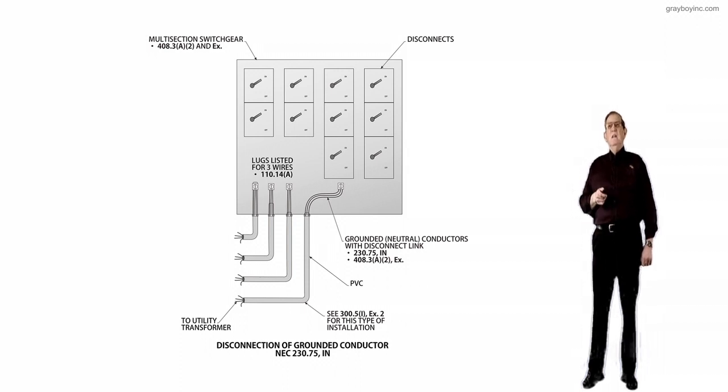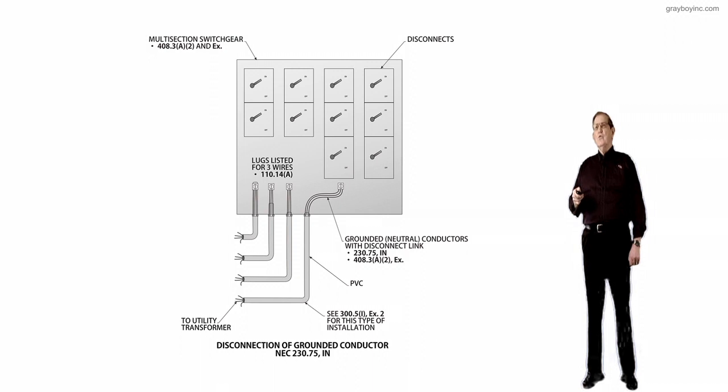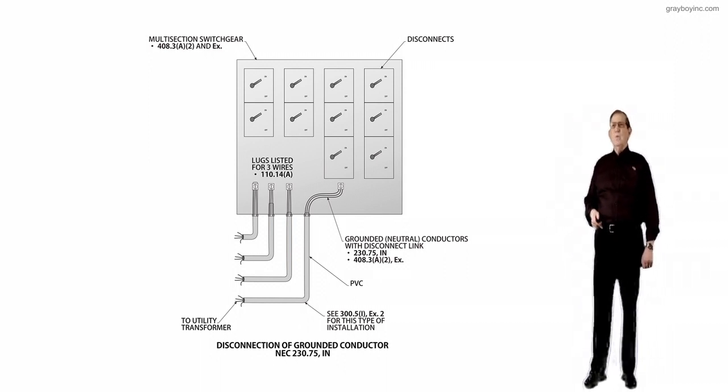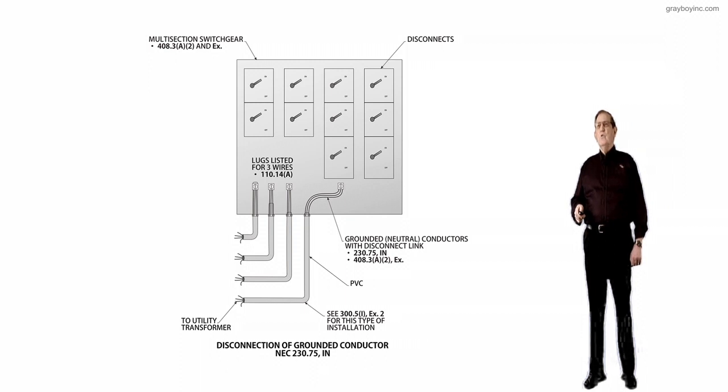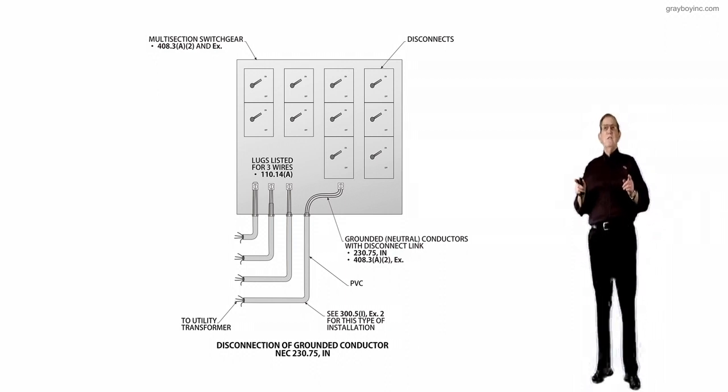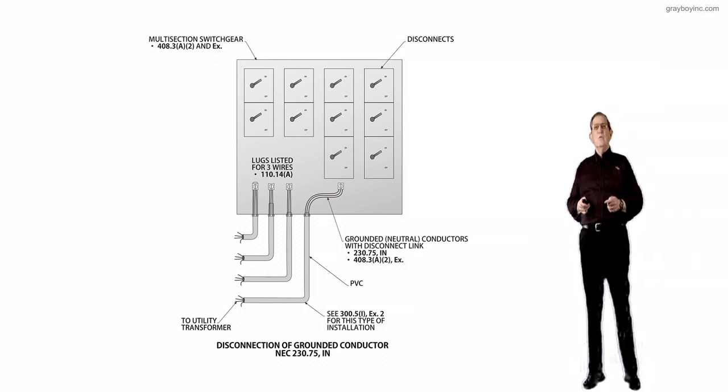Now, the grounded neutral conductors in the callout below here, where you have this link that disconnects the neutrals, notice the grounded neutral conductors with disconnect link in accordance with 230.75 informational note. And also you need to review 408.3(A)(2) exception, and those combine together to give you a good feel for what's taking place here. I say you need to look at them both.